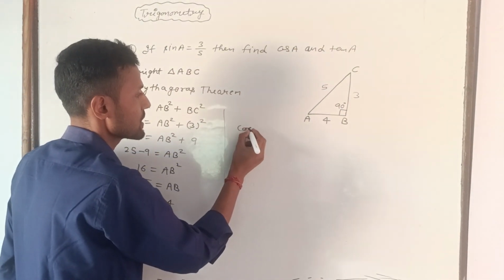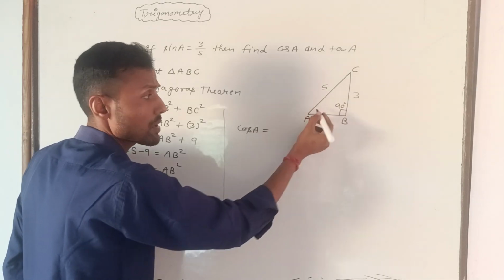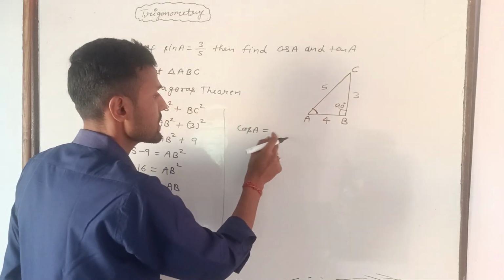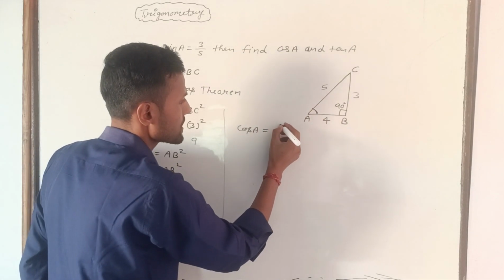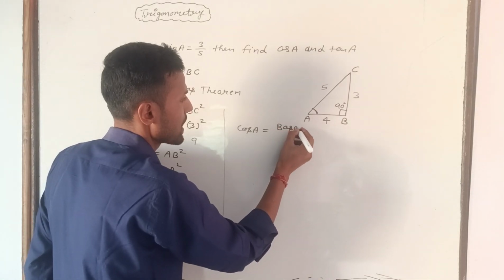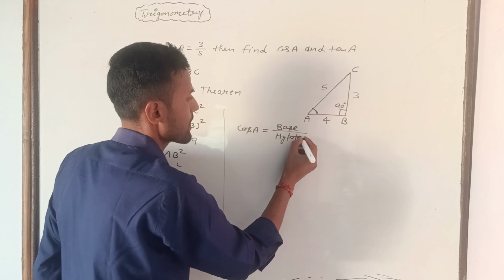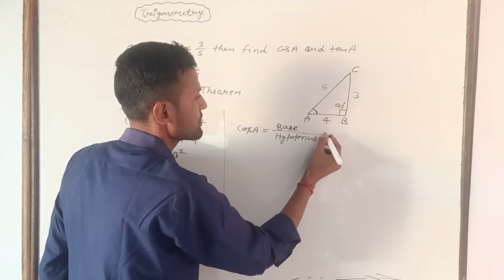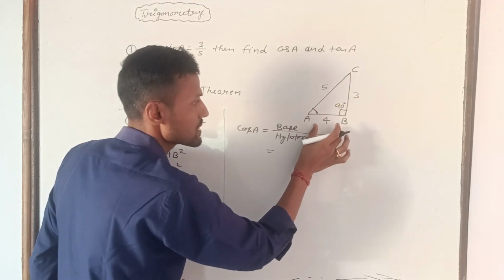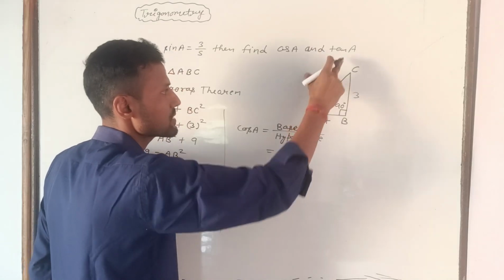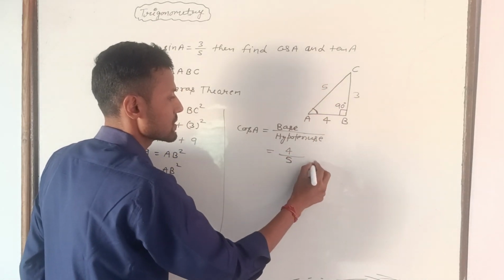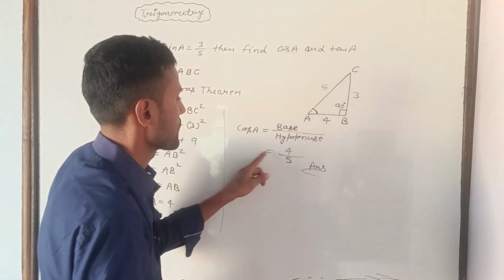Now we need to find cos A. What is cos A? We are talking about this angle. Cos A is base upon hypotenuse. So what is the base for this triangle? The base is 4 and the hypotenuse is 5, so cos A is 4 by 5.